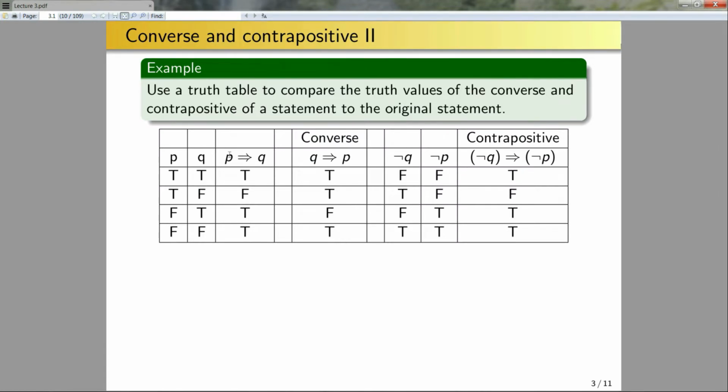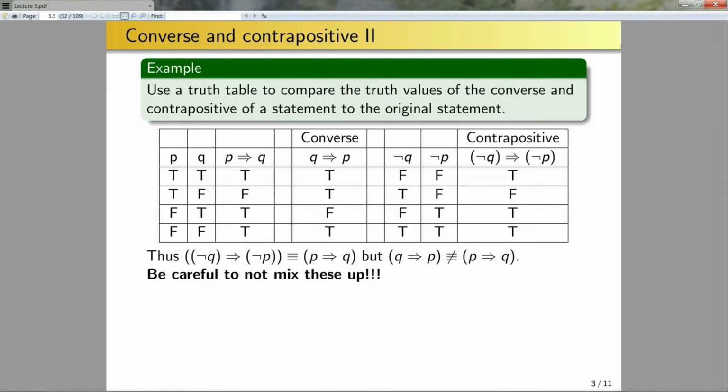So to build the truth table, we need the truth table entries for P implies Q. We need the truth table entries for the converse, which we can do trivially. And we need the truth table entries for the contrapositive, which means we need these two negations. So here I can notice that the contrapositive has the exact same truth table as the original statement. On the other hand, the converse does not always have the same truth values as the original statement. So thus, I can claim that the contrapositive is equivalent to the original statement, but the converse is not equivalent to the original statement. Be very, very careful in not mixing these up. It is a common mistake that first-year students make. Don't fall into that category.